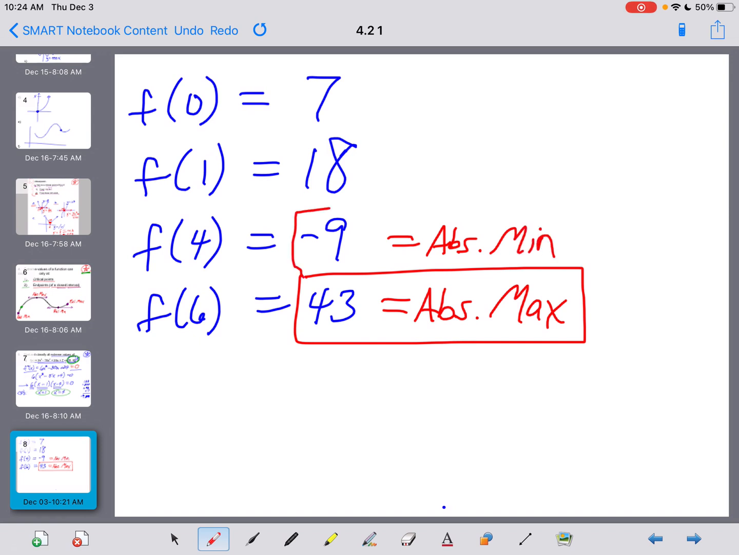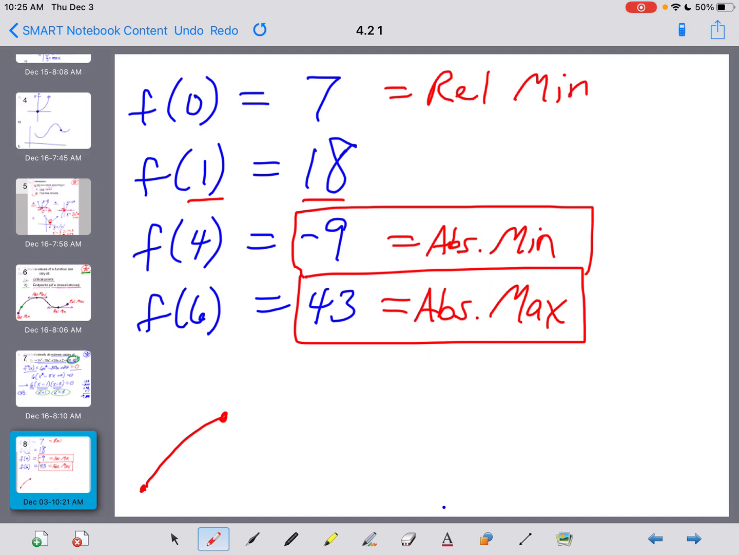Got that. Okay, and then from there, let's think about what's going on right here. We started at the ordered pair 0, 7. And then as we move from left to right, we went up to get to the ordered pair 1, 18. So 0, 7 was actually a low spot that we then moved up from. So that 7 is going to be a relative minimum, lower than all the points immediately around it. And the 18 then, everybody, is going to be a relative maximum.